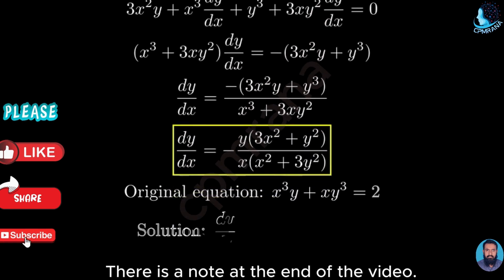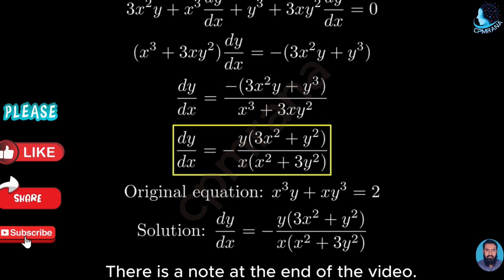And there we have it. We've found the derivative dy/dx through implicit differentiation. This gives us the rate of change of y with respect to x at any point on the curve x cubed y plus x y cubed equals 2.